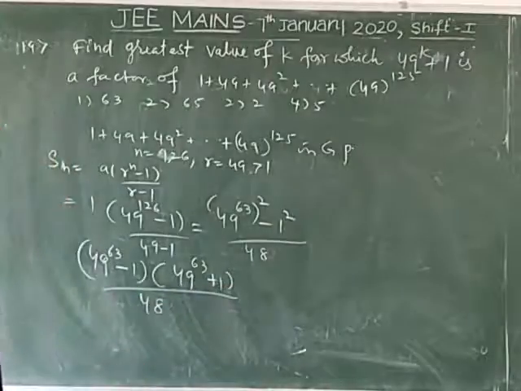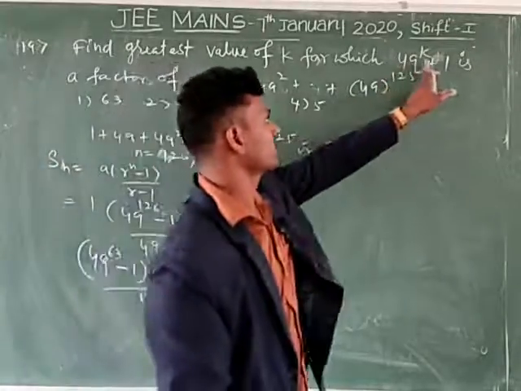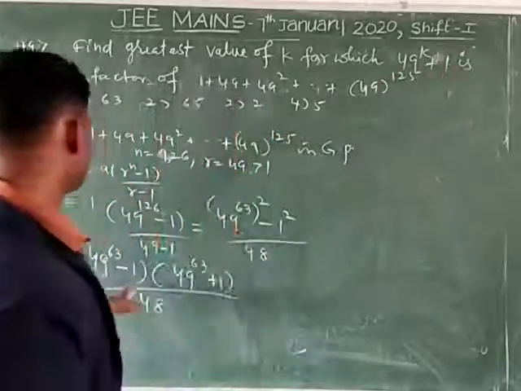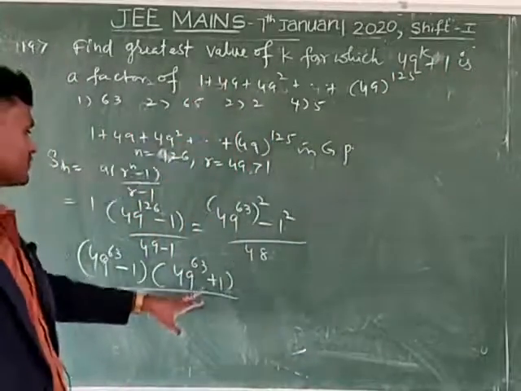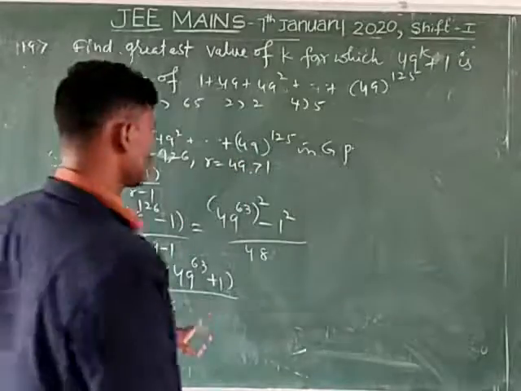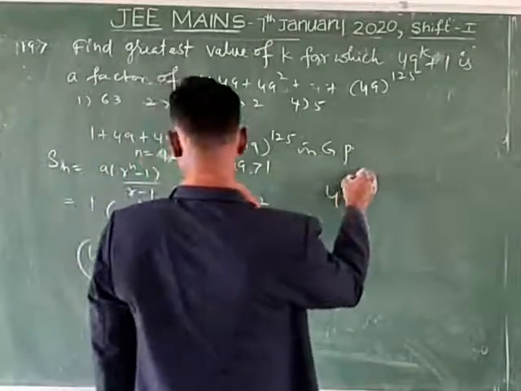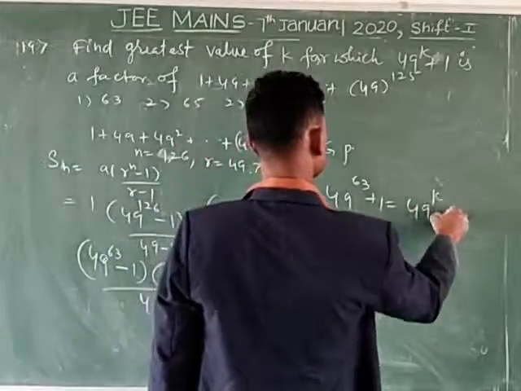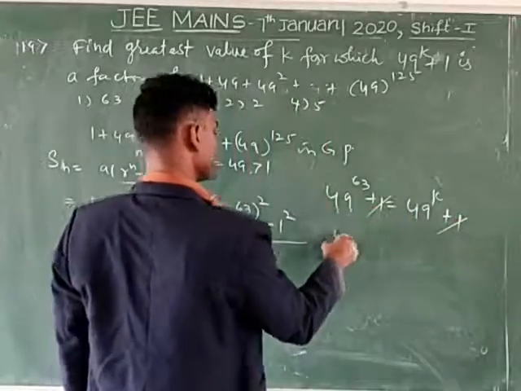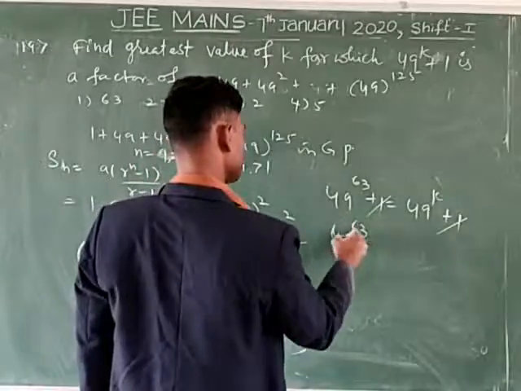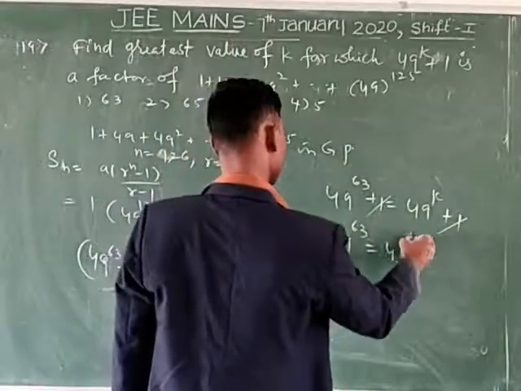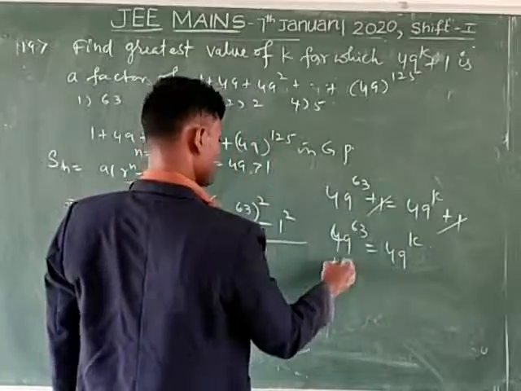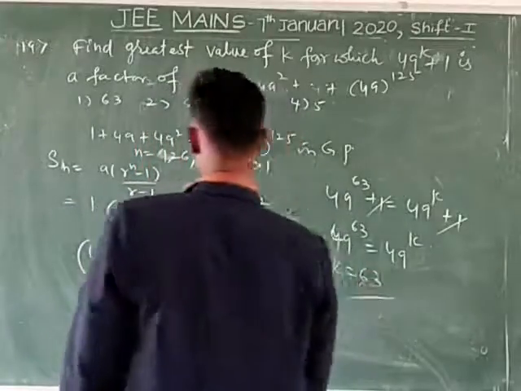Now see here, 49 power k plus 1 is a factor. Here this is a factor of this one, this is also a factor. Now you have to compare these two values. 49 power 63 plus 1 is equal to 49 power k plus 1. This 1 cancels, then 49 power 63 is equal to 49 power k. Here bases are equal, so k is equal to 63. This is the greatest value.